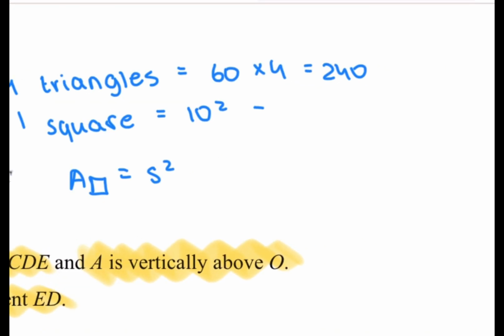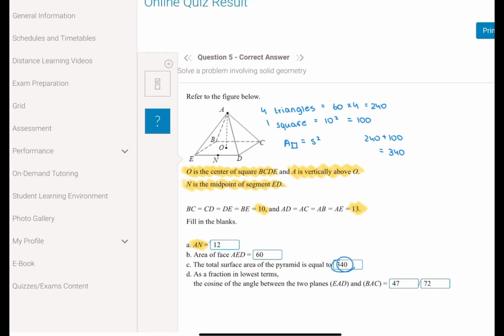So that's going to be 100. Then you add these two together, it's going to be 240 plus 100. And then your total surface area is going to be 340. And that's the answer we've got here.